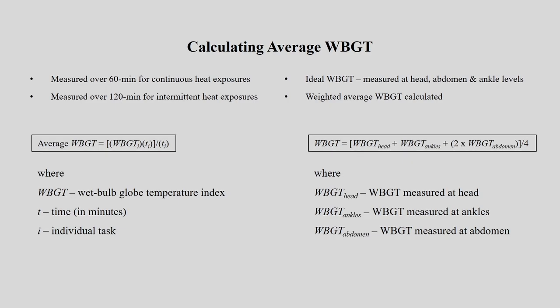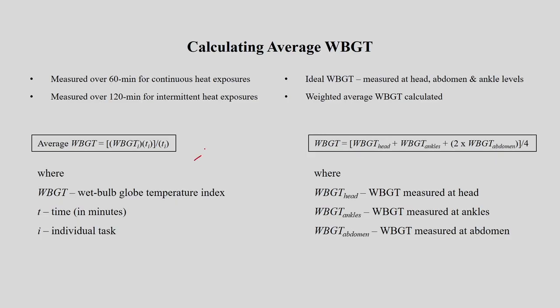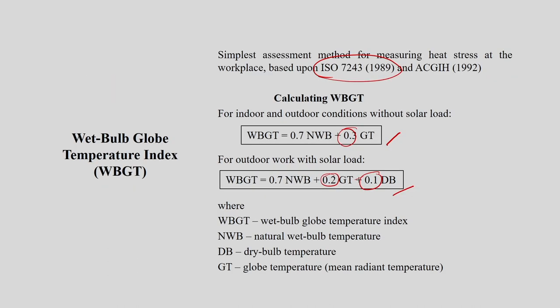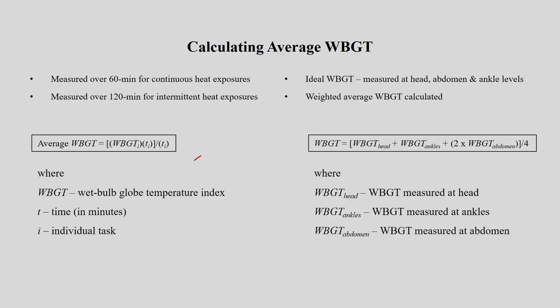An ideal WBGT is measured at the head level, at the abdomen level, and at the ankle level. So if you are standing and doing your work, or if you are sitting and doing your work, you can measure at your abdomen level and at your ankle level. So you can understand how the whole body is being exposed, okay. And these are the formulas you can use to average out the condition. This is the basic formula, and then you use this to make the average, okay. So WBGT is a very important, easy and useful method to understand heat stress.